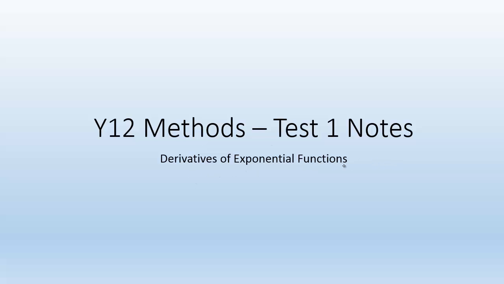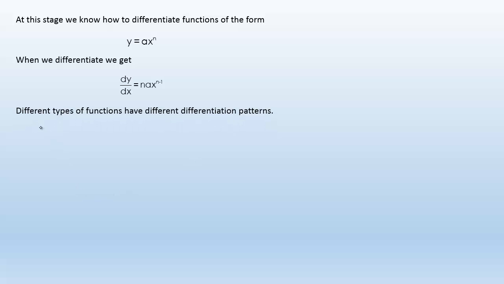Derivatives of exponential functions. At this stage, we know how to differentiate functions of the form y is equal to ax to the n, and of course sums of that type of thing as well. When we differentiate, we get dy dx is equal to nax to the n minus 1. Different types of functions have different differentiation patterns to this.